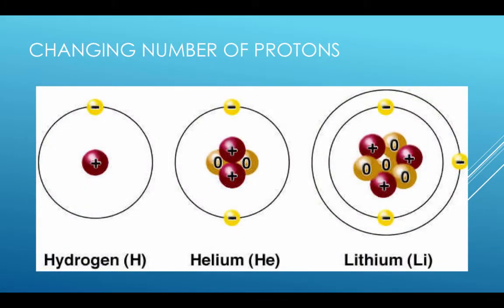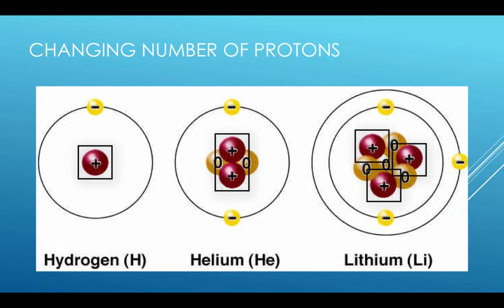shells. From last lesson, we saw that if we change the number of protons, the element changes. This is because the number of protons in an atom's nucleus determines what type of element it is. Hydrogen has 1 proton, helium 2, lithium has 3 protons, and so on.